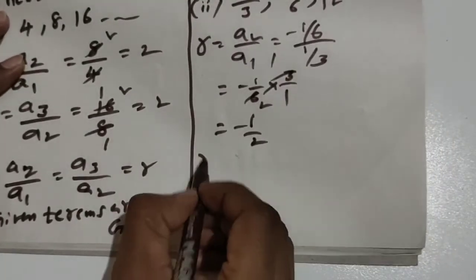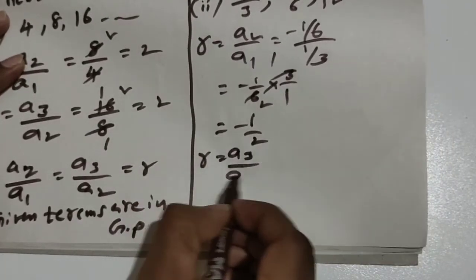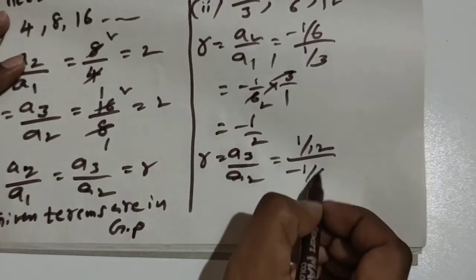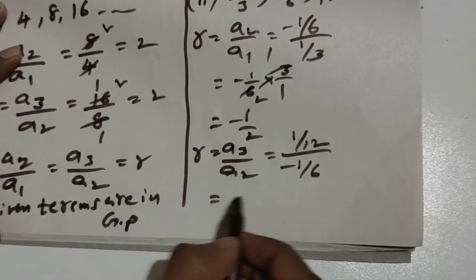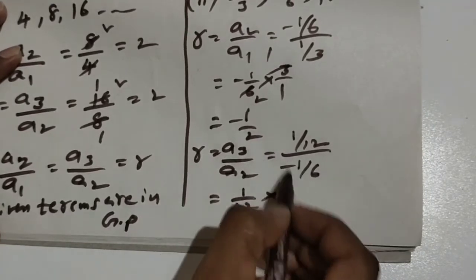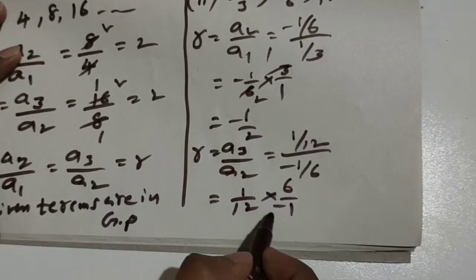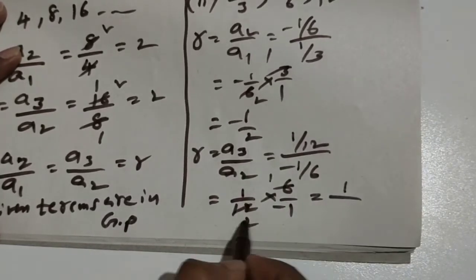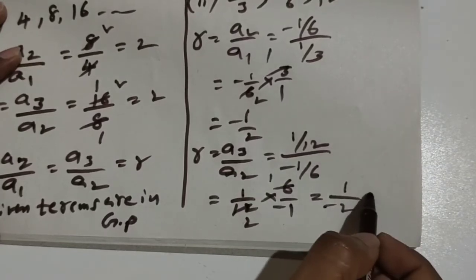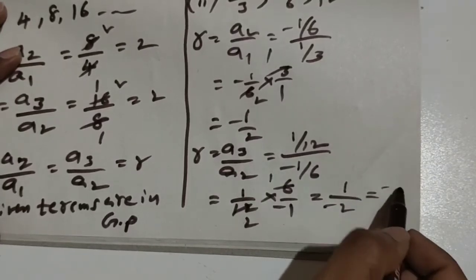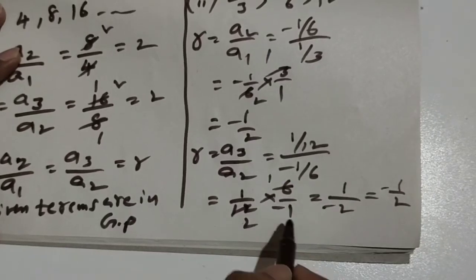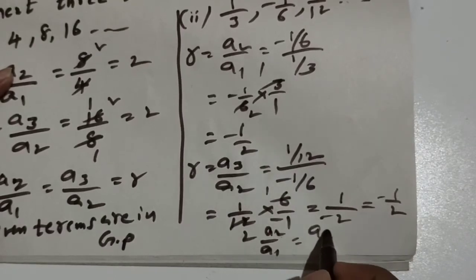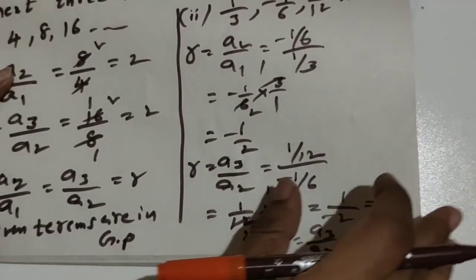Okay, and next find the ratio of a3 and a2, that is a3 by a2. a3 is 1 by 12, a2 is minus 1 by 6. Now this can be written as 1 by 12 into this becomes reciprocal, 6 by minus 1. So 6 1s are 6, 6 2s are 12, so 1 into 1 is 1, 1 into minus 1 is minus 1, so here also we got the same minus 1 by 2. So that's why we can write a2 by a1 is equal to a3 by a2. Therefore it is a GP.